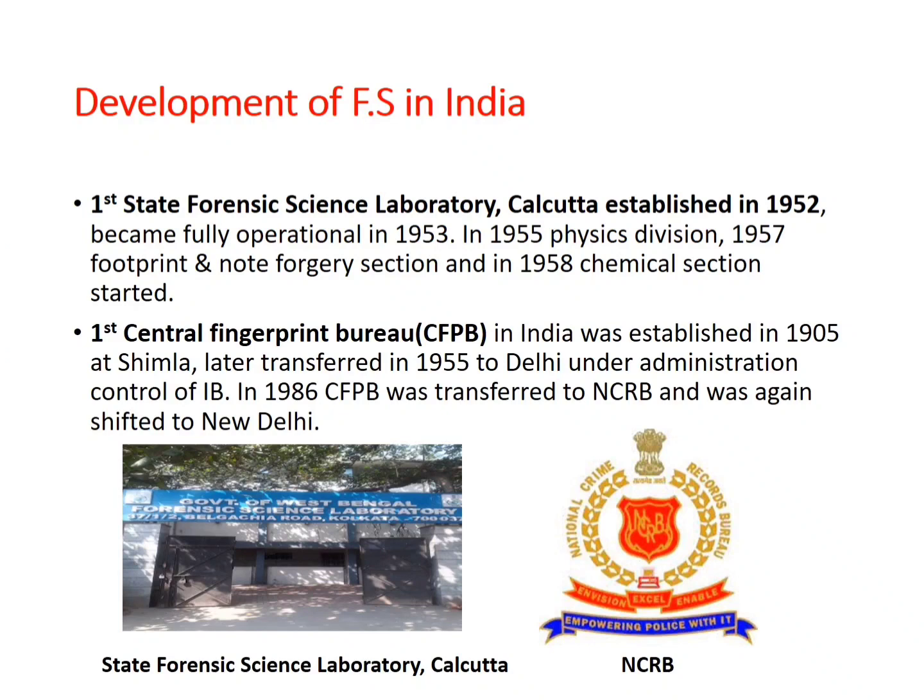And later on, in between the years 1902 to 1903, the Royal Police Commission recommended the establishment of the Central Fingerprint Bureau, or CFPB. So the first CFPB in India was established in the year 1905 in Shimla, which was later transferred to Delhi in the year 1955 under the control of IB, and again it was transferred to NCRB in the year 1986 and was again shifted to New Delhi. So this was the sequence of its establishment, which you can see here.